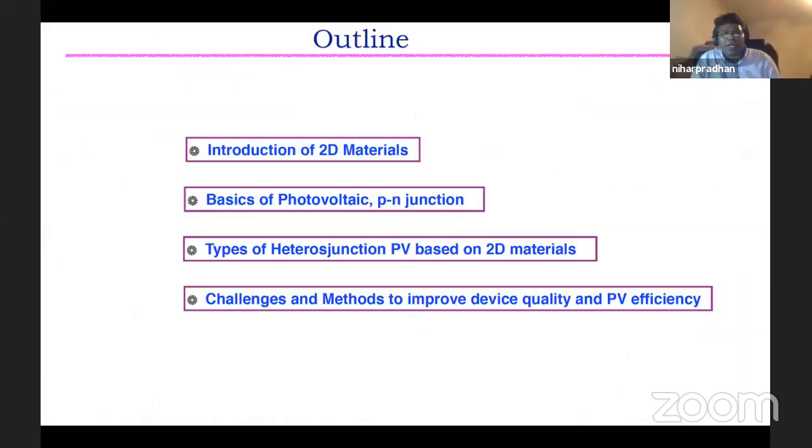Here is the outline. Generally, I will talk about the heterojunction photovoltaic solar cell based on these materials. But before that, if someone is new in this field, I will give a little introduction about the 2D materials and the basics of photovoltaics, particularly the PN junction, that we will be using throughout the talk. And at the end, we will discuss many different types of PN junctions, like lateral and vertical heterojunctions, different types of contacts, and so on.